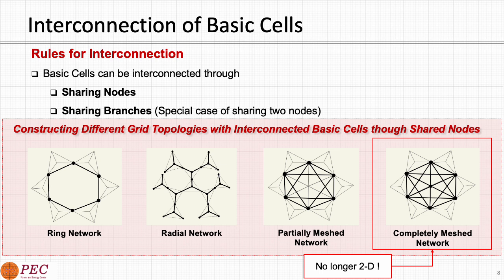Now, let's take a look at how we can construct different grid topologies with interconnected basic cells through shared nodes. First, we have the ring network, then we have the radial network, followed by a partially meshed network, and then finally we have a completely meshed network, which can also be imagined as no longer a two-dimensional structure and a three-dimensional structure, taking advantage of the fact that a basic cell can also be considered as a three-dimensional topology.